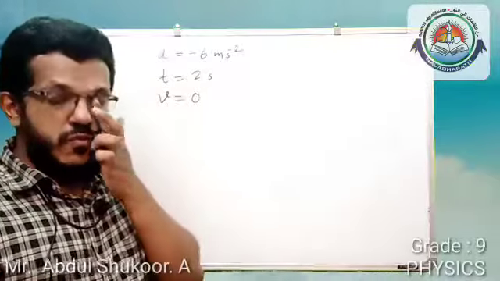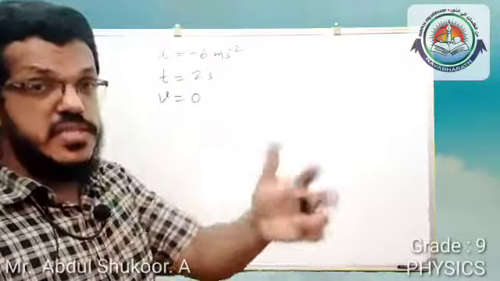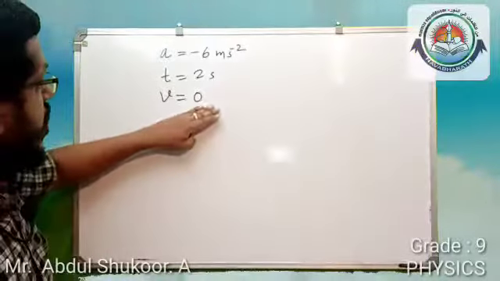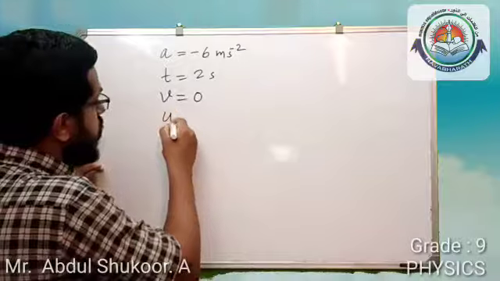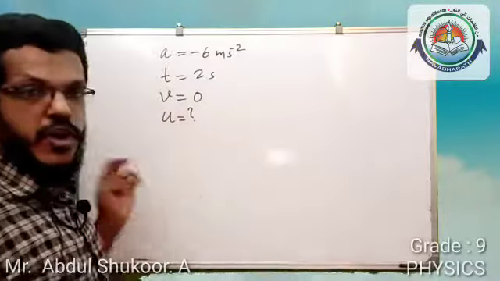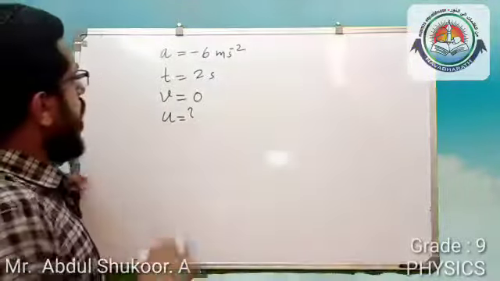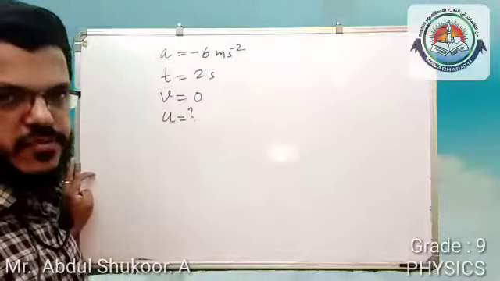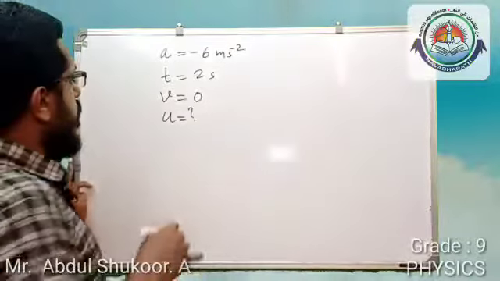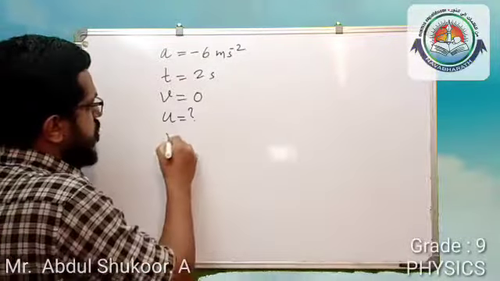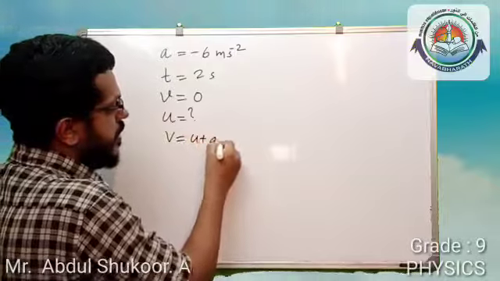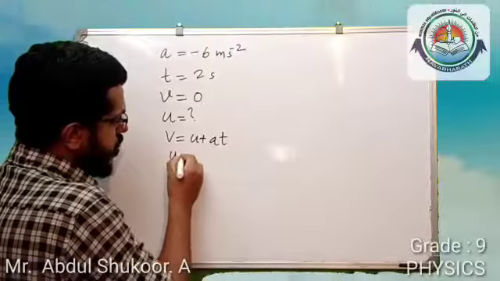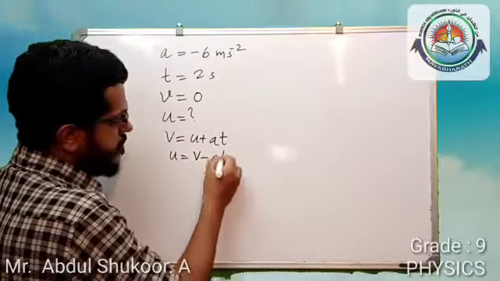The question is, what is the distance travelled by this car during this time? For that we want to find out the initial velocity. U, we don't know the value of U. How can we find out the value of U? Which equation can be used? Yes, the first equation of motion, the velocity time relation, that is V is equal to U plus AT. We want to find U, that is U is equal to V minus AT.